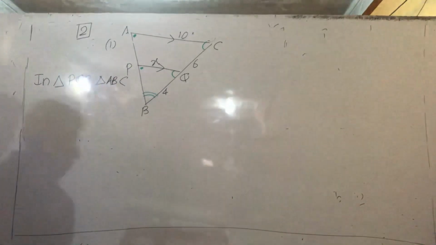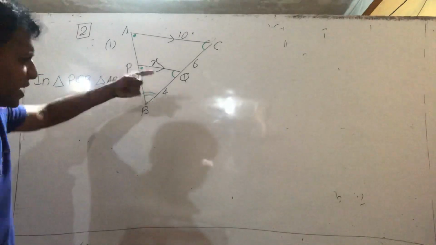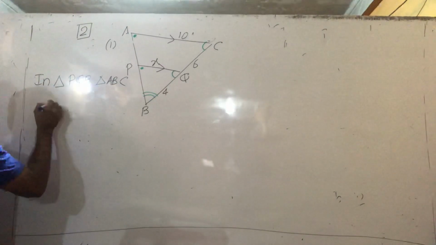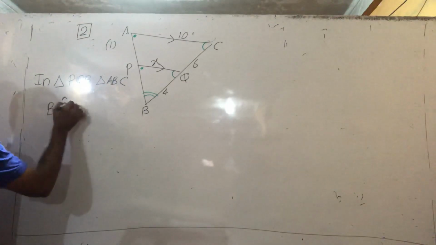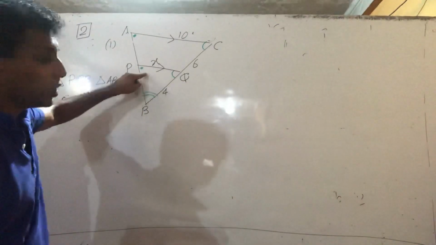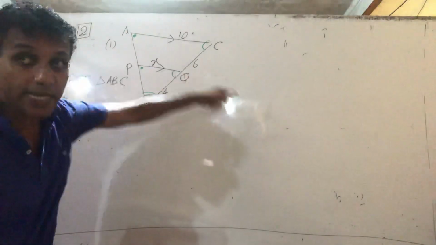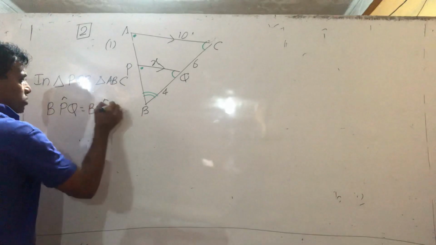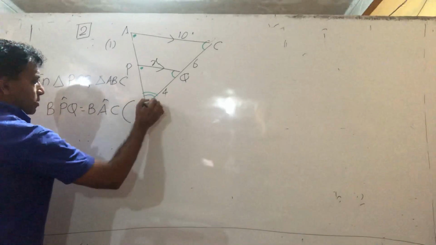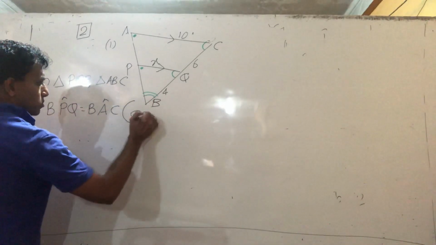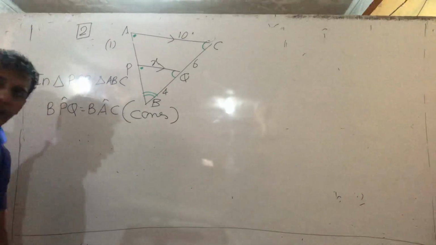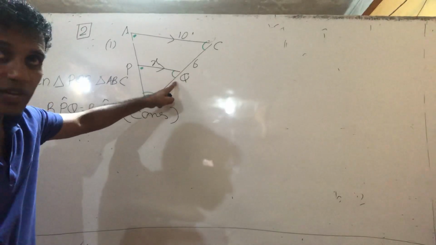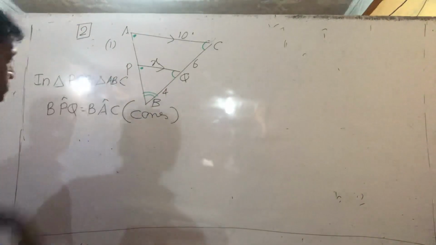These two triangles, take any angle. I take this one, BPQ. The name is BPQ. BPQ is equal to this BAC. It's grade 9 work, because of parallel lines, corresponding angles. Corresponding angle, right? Next take this angle, with the name of three letters, BQP.